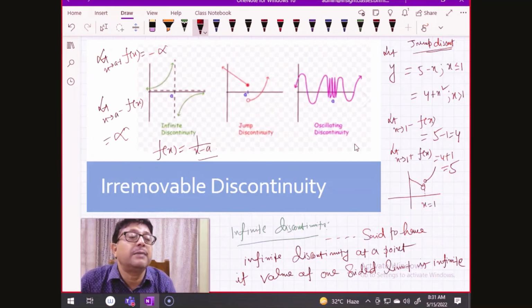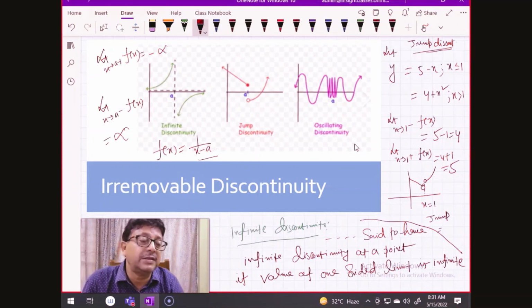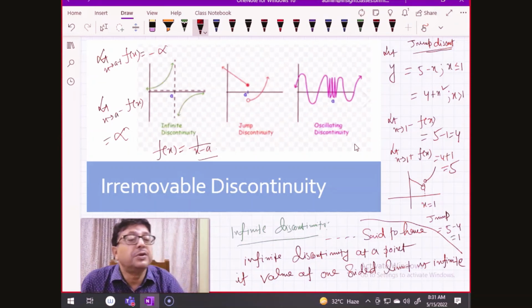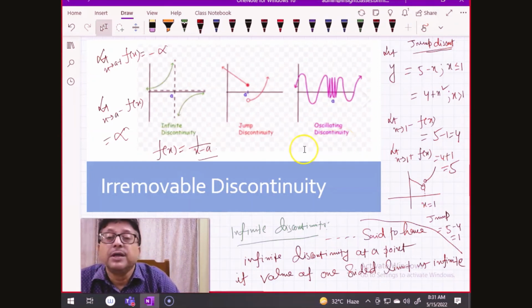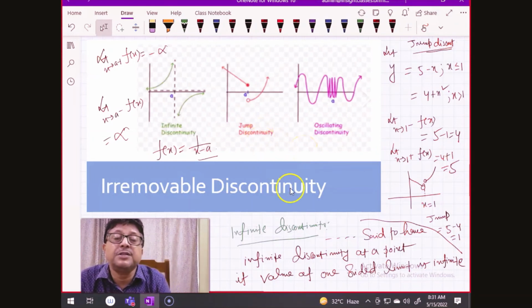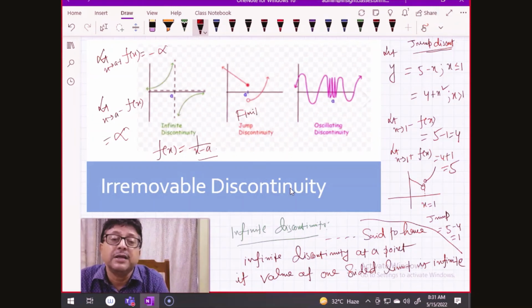At this point it has jump. What is the jump here? Jump of this discontinuous function is equal to limit x tending to 1 plus f(x) minus limit x tending to 1 minus f(x). That is 5 minus 4, this is equal to 1. Okay. Now we can go for the formal definition of jump discontinuity or finite discontinuity. We define, then we'll see. Actually both are synonyms, jump and finite.